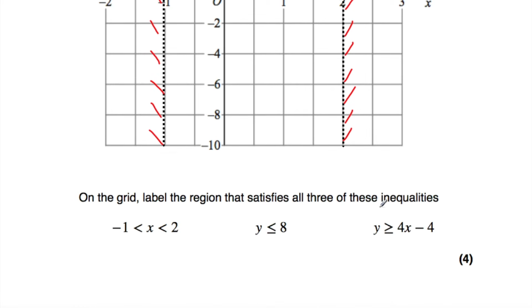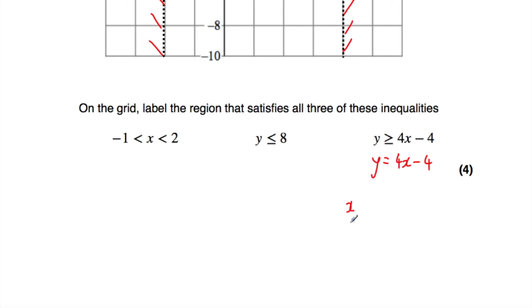Okay, and then finally, we've got our last inequality here. y is bigger than or equal to 4x minus 4. So y equals 4x minus 4. We're going to draw that line and then figure out which region we're going to accept and which one we're going to reject. So I'm going to do a little xy table here. x and y, and 0, 1, 2. So y is equal to 4 times x subtract 4. 4 times 0 is 0, take away 4 is minus 4. 1, 4 times 1 is equal to 4, take away 4 is 0. And 2, 4 times 2 is 8, take away 4 is 4. So we've got the points 0, negative 4, 1, 0, and 2, 4.